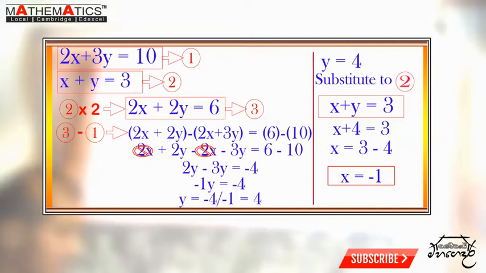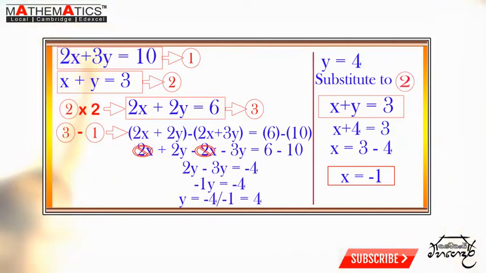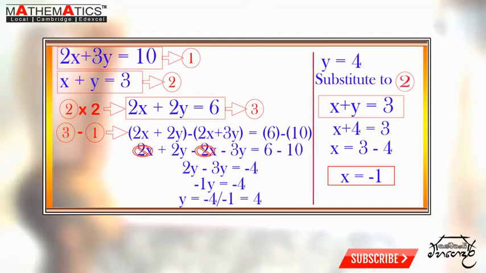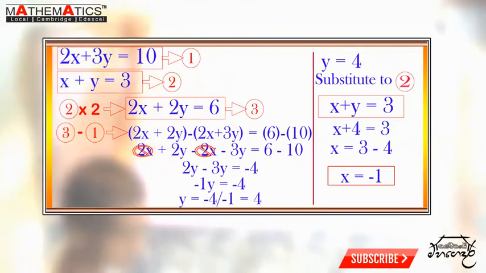After you simplify 2y minus 3y, the answer is minus 1y is equal to minus 4. Now you can move this minus 1 from this side to the other side, and it goes to the bottom. Now y is equal to minus 4 over minus 1. Minus 4 divided by minus 1 is equal to 4. What is the reason for this positive 4? You can cancel the top minus with the bottom minus, and after that you have to substitute that answer, y is equal to 4, into the first formula or second formula.